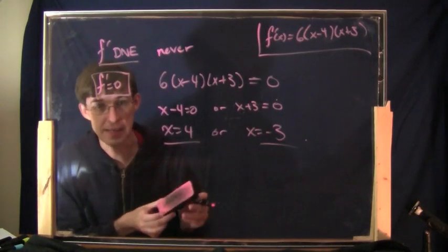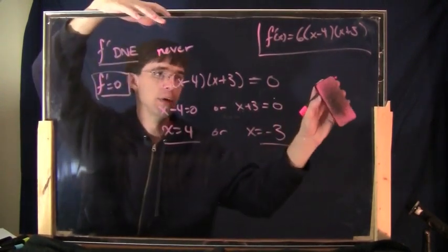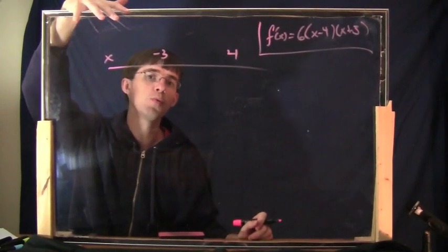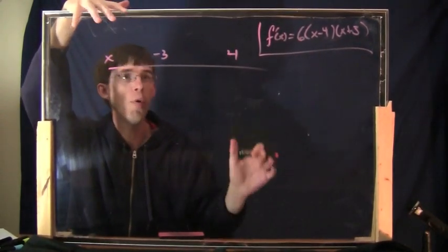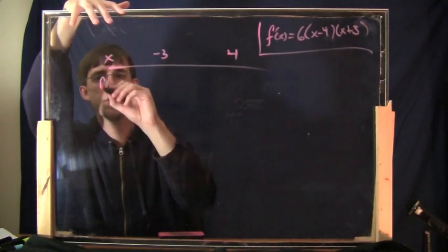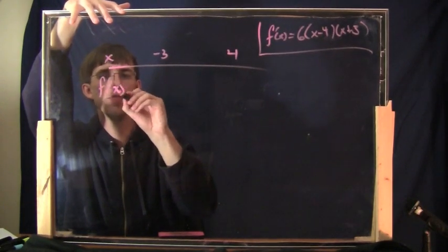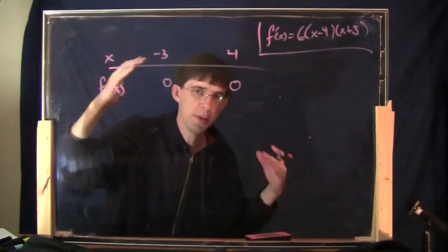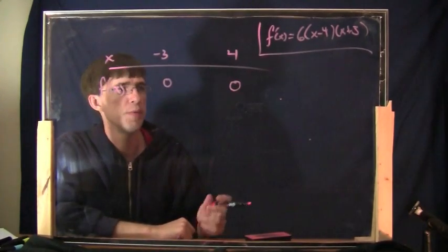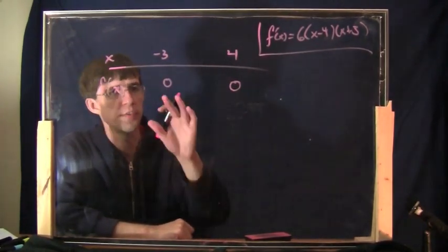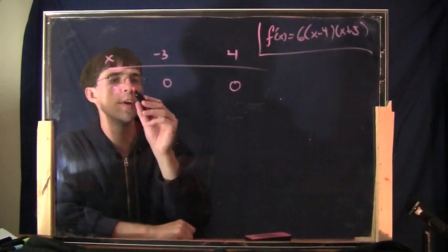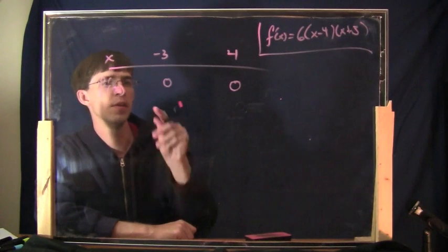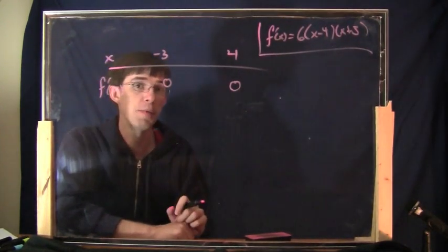And now I'm going to make that chart like we always do. My two critical numbers were x equals minus 3 and x equals 4. Put them on this number line here. And what about the derivative? Well, the derivative is 0 here and 0 here, because these are the points where the derivative was 0. That's why we're talking about these points at all. I want to know what the sign of the derivative is in between these. There are 3 intervals that we have to check.